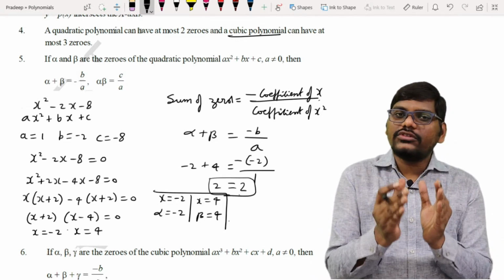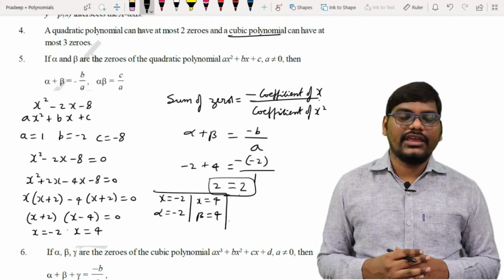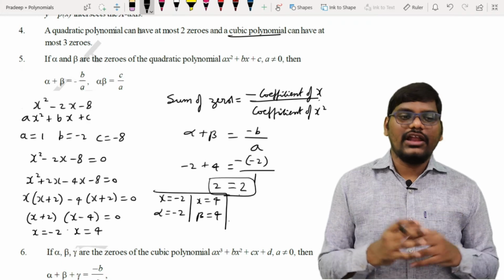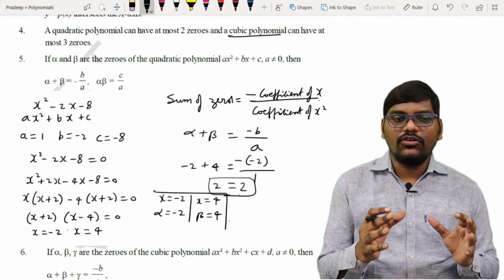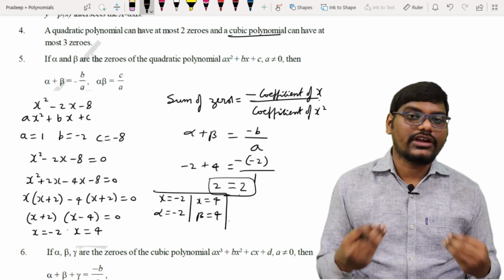Both values should be equal, and only then are the zeros of the polynomial we have taken correct. So we have shown this only for the sum of the zeros, and the same thing we can apply for the product of zeros also.